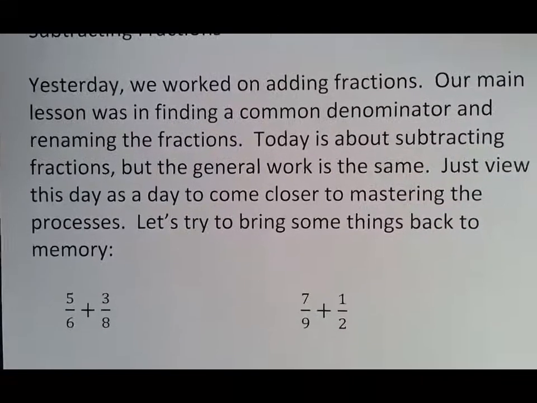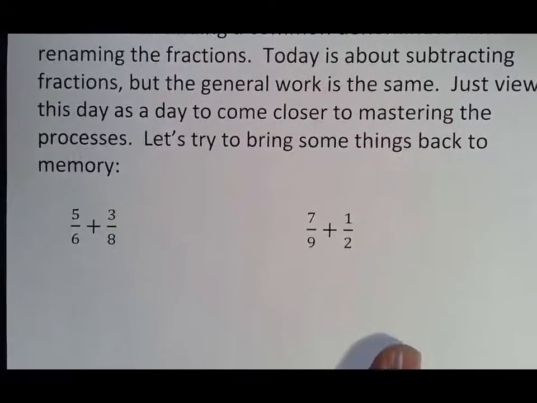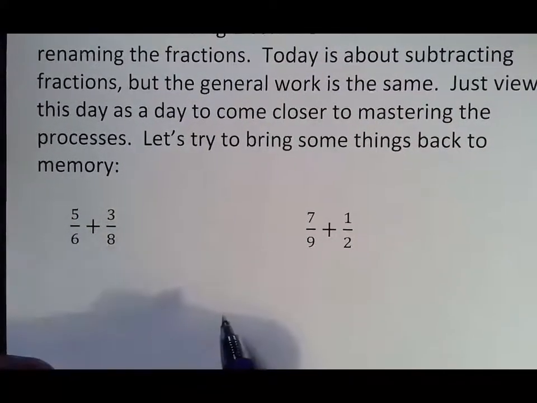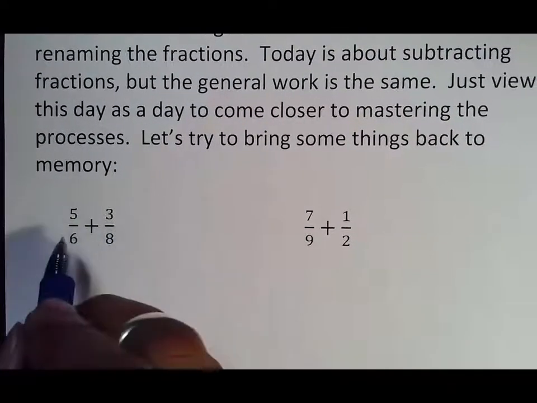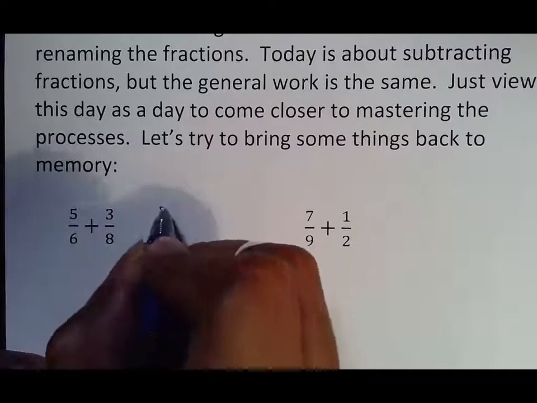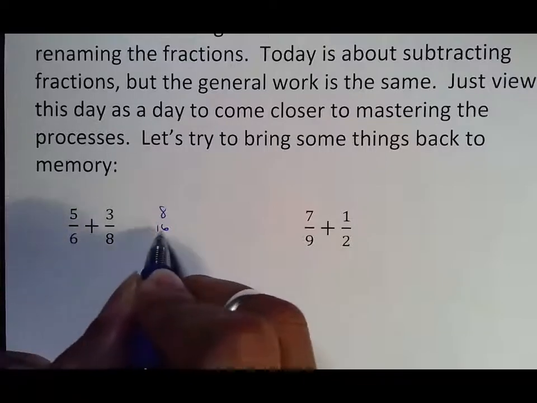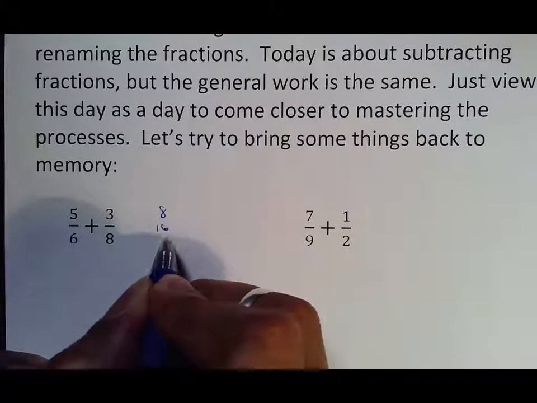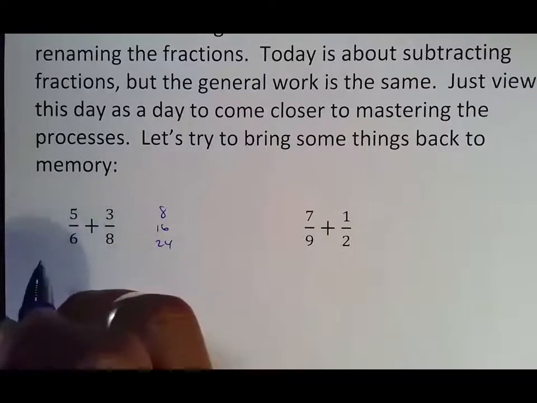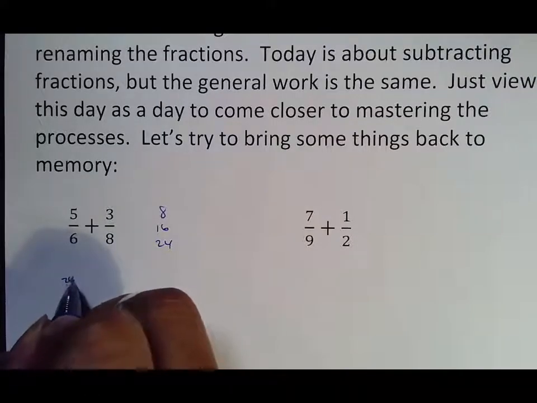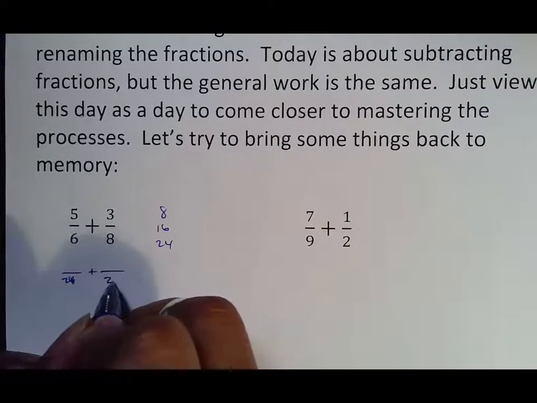So what we did yesterday was we took 5/6 and 3/8 and added them up. We first started by counting by the bigger number. 6 does not go into 8. 8 times 2 is 16. 6 does not go into 16. 8 times 3 is 24. 6 does go into 24, and so 24 would be our common denominator.